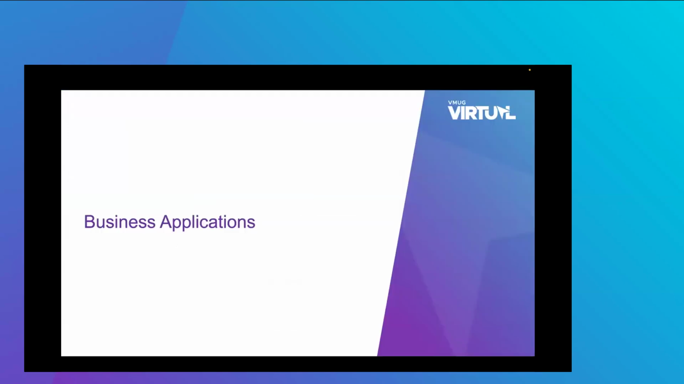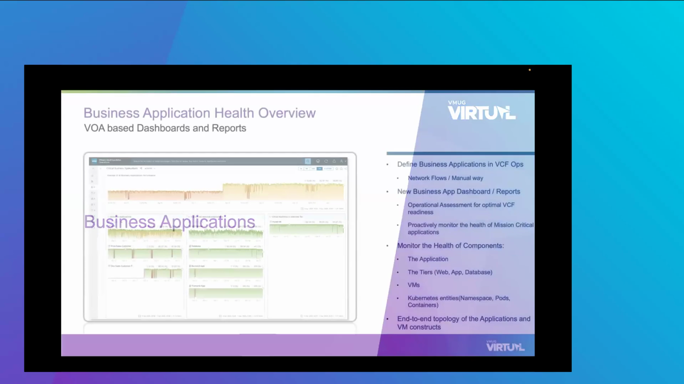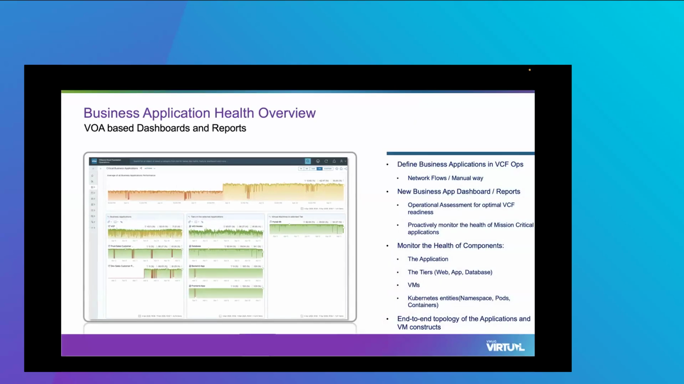All right, so moving on next to business applications. The integrations got better between Operations for Networks and VCF Operations. We can now add business applications in VCF Operations using the flow-based application discovery, as well as the old manual way of defining those applications by defining the tiers and entities. Once these applications are saved, you can use the new business application dashboard, which comes as part of the VOA toolset. VOA stands for VCF Optimization Assessment toolset.